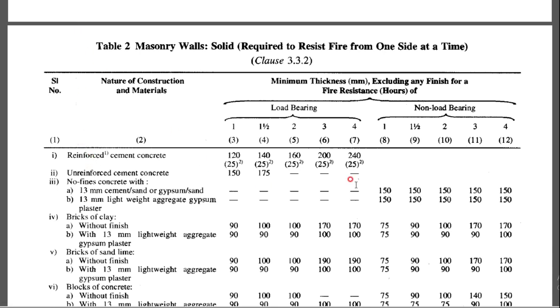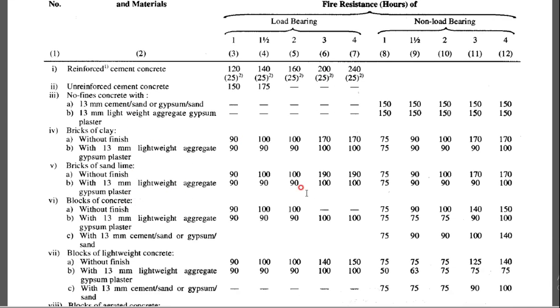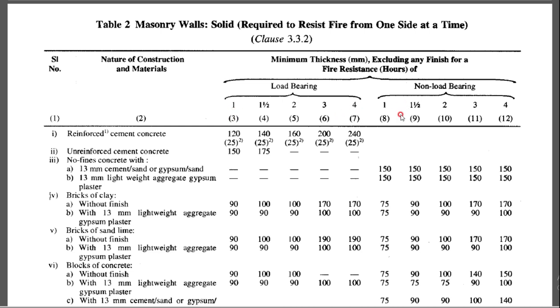Okay, now what are the different thicknesses mentioned here? Different thicknesses are mentioned for load bearing, non-load bearing. What is this, 1, 1.5, 2, 3? These are the fire ratings. See here, for 1 hour fire rating you require lesser thickness. For 4 hour fire rating you require larger thickness. So the thickness of the member will increase as the fire rating requirement is also increasing.